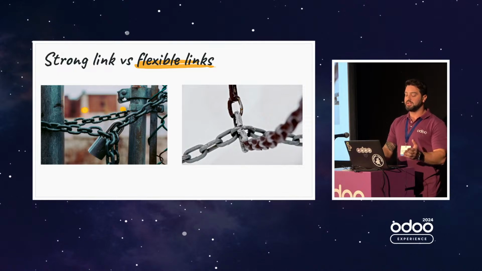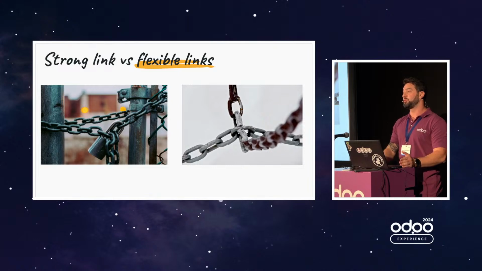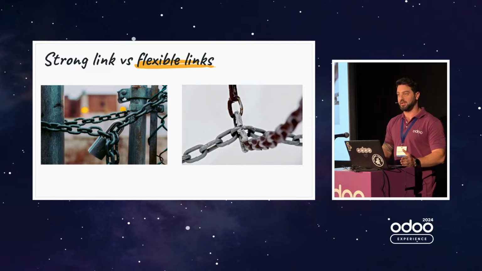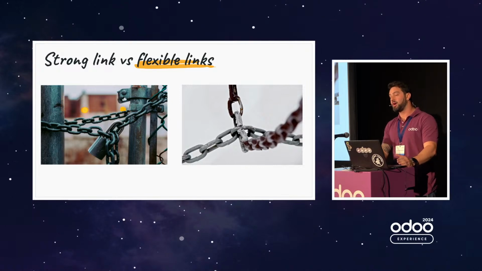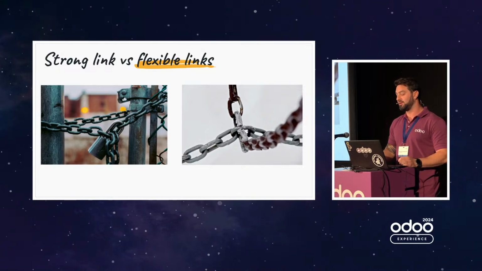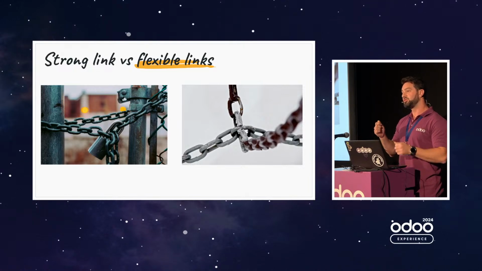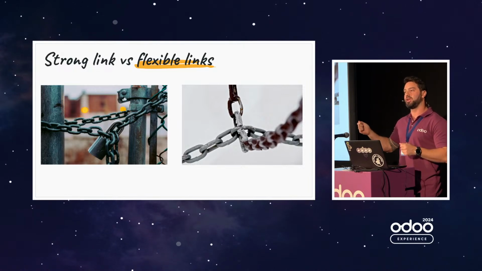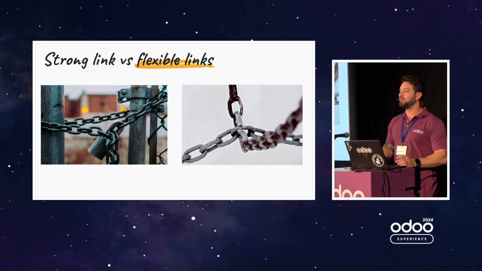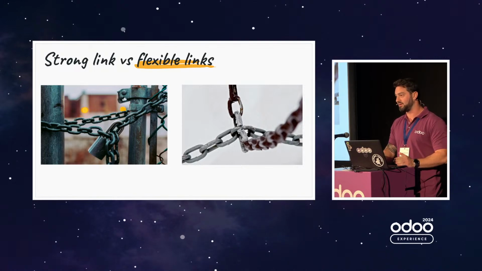I have been talking about strong links and flexible links. On the left, we can see a lock on the chain, and this is what we would consider a strong link. You can only open this lock with a specific key. On the right side is what I would use as an example of a flexible link. Even though the chains are connected, there is a small hole in it where you can change it, connect to another chain, and move it in another direction. So that's the difference between Odoo 17 and Odoo 18 at this moment, with strong link and flexible link.